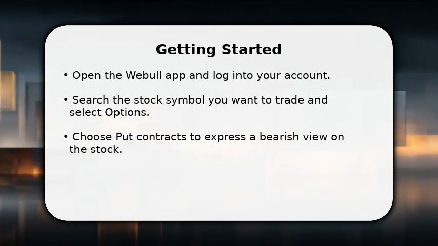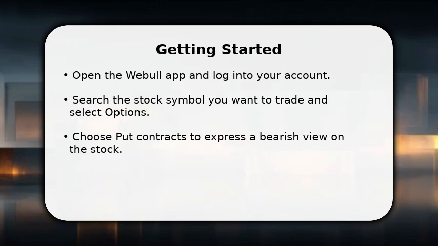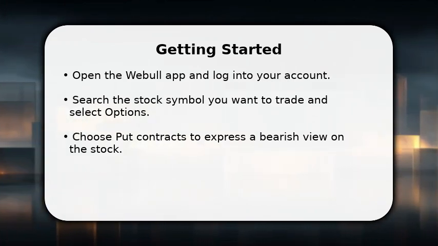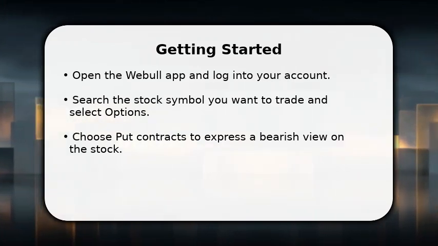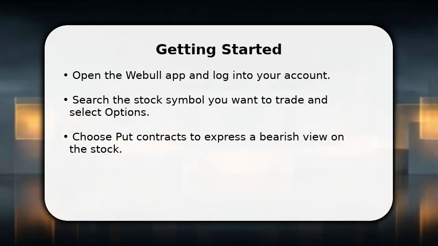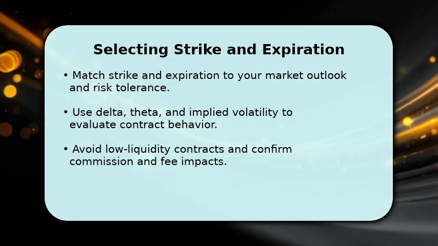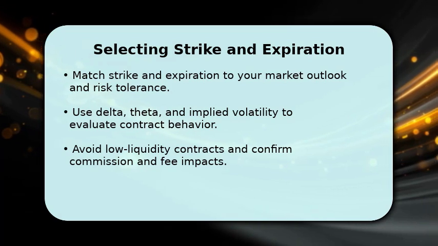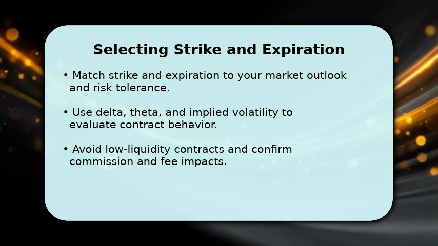Compare bid-ask spreads, implied volatility, and delta to match your outlook. Set an order quantity and prefer limit orders to control execution and trading costs. Choosing a strike and expiration is about probability and cost, so balance them carefully.